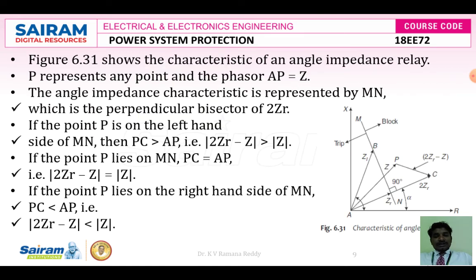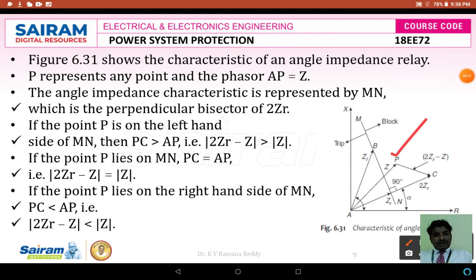If you see the characteristics of an angle impedance relay, P represents any point on the phasor. Here P is represented, and the length of the line AP is equal to Z. The angle impedance characteristic is represented by MN. Whatever lies on the perpendicular of this MN line are the operating characteristics of this angle impedance relay. Either the impedance becomes Z1 or Z or ZR, when the operating characteristic just touches the MN line, it generates a command signal to trip the circuit breaker. If it crosses the MN line, it won't generate any command signal to trip the circuit breaker. Simply it operates in the blocking region or acts as a backup relay.